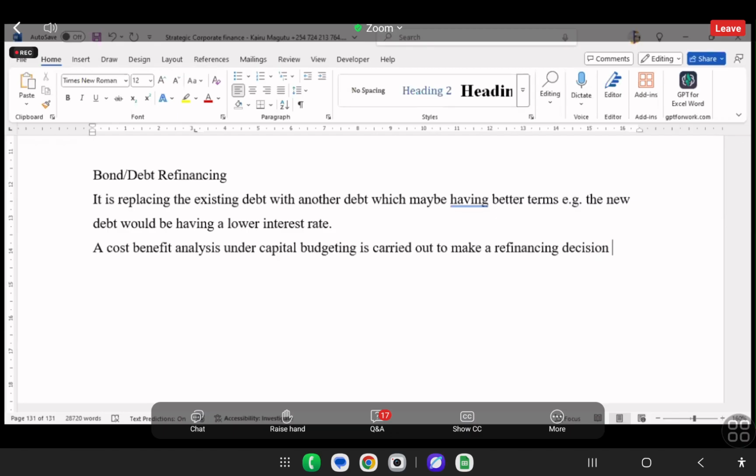If you are servicing a home ownership mortgage, and your bank gave you the mortgage at, let's say, 15%. Then you get another bank that is telling you, no, we can give you at 12%. You are supposed to carry out a cost-benefit analysis to ascertain whether it would be a wise decision to refinance. You repay the existing one, you get a new one.